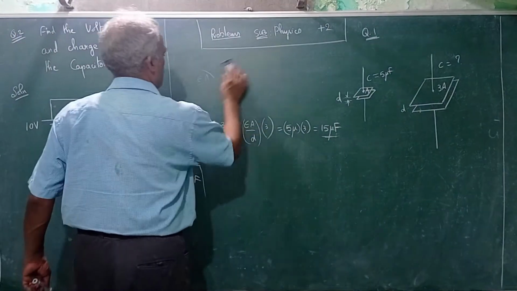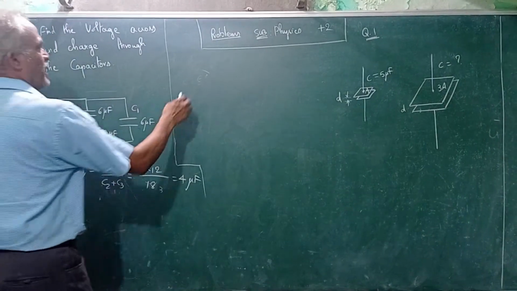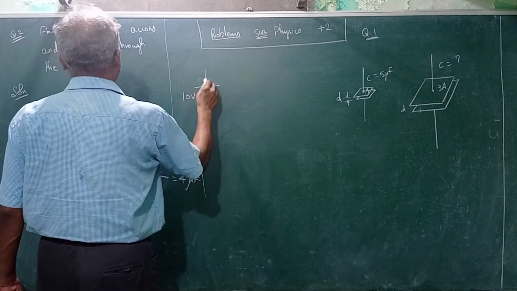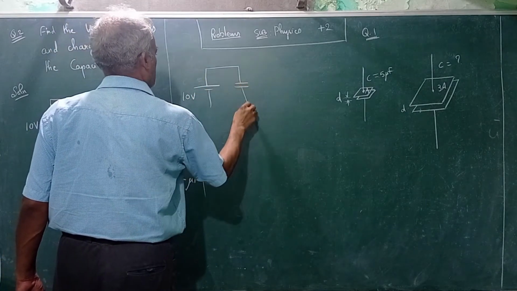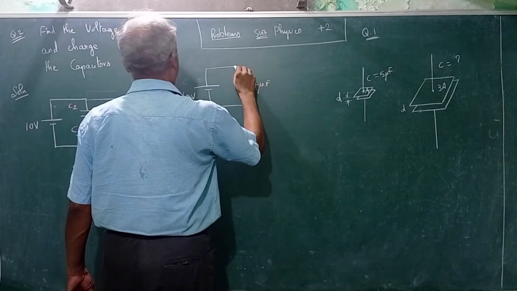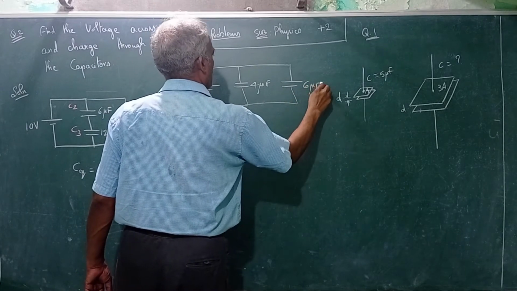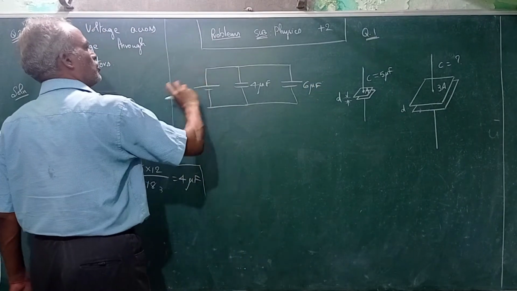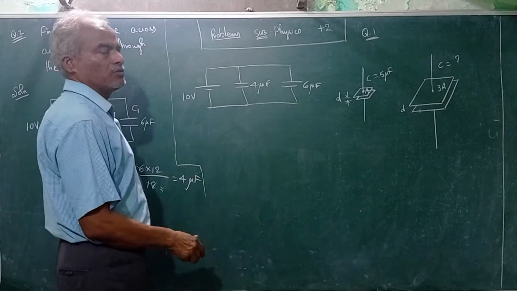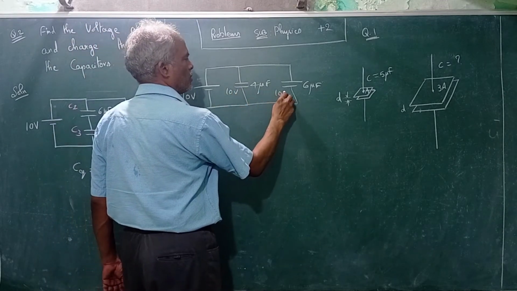Okay, now we have 10 volts. Then the equivalent capacitance here is 4 microfarad, and then we have 6 microfarad. So you all know this. Now this capacitance and this capacitance are in parallel. So in parallel the voltage will be the same. Here it is 10 volts, and here also it is 10 volts.